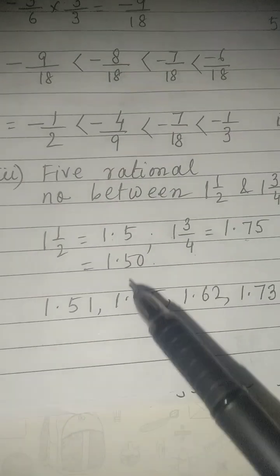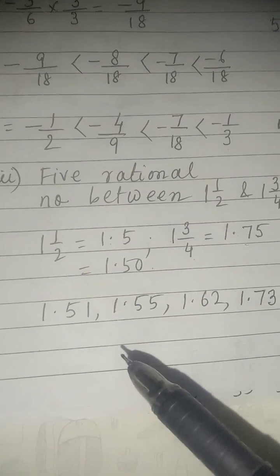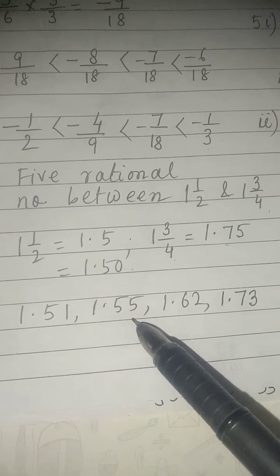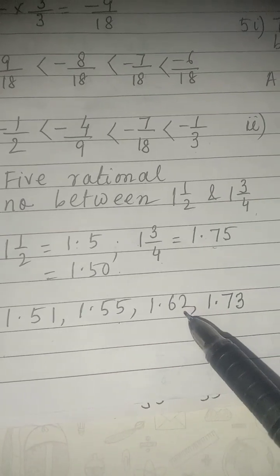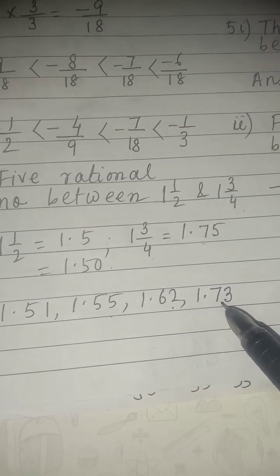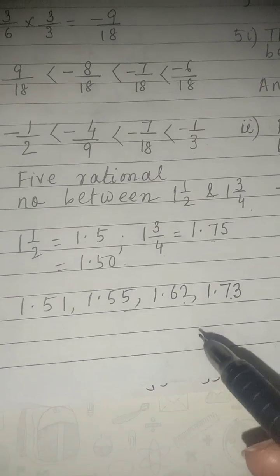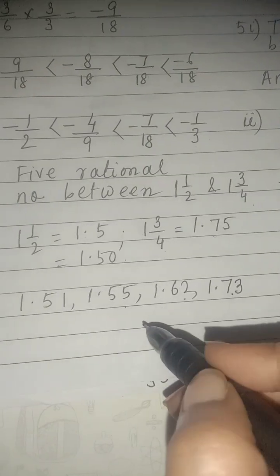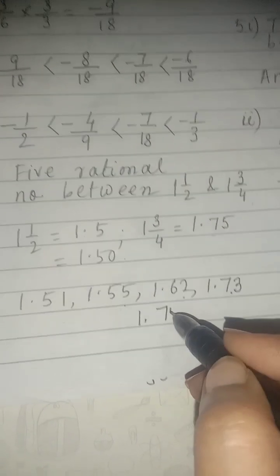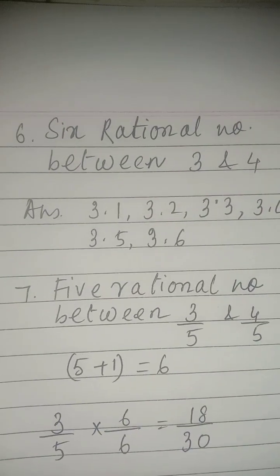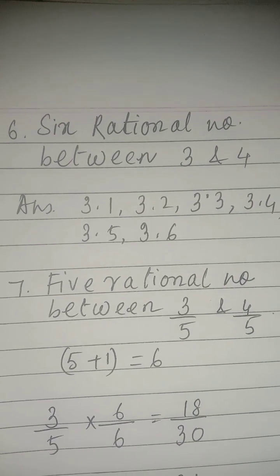Since you only have to choose 5, we randomly choose any 5: 1.51, 1.55, 1.62, 1.73, and any more number we can choose here, let us choose 1.74.